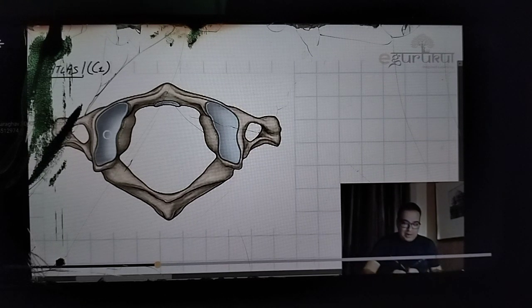This is the one which is forming the atlanto-occipital joint. The occipital bone is attached here and forms the atlanto-occipital joint. So that's the name given to it, atlas.